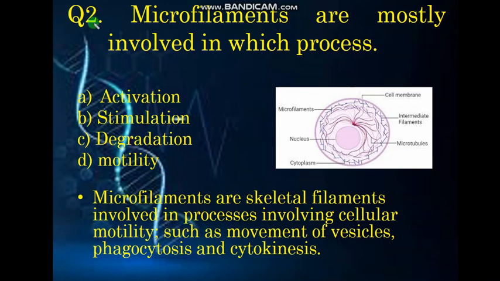Question number 2. Microfilaments are mostly involved in which process? Option A, activation. Option B, stimulation. Option C, degradation. Option D, motility. And here the correct answer is motility. It is involved in movement, cellular motility or cellular movements such as movements of vesicles, phagocytosis and cytokinesis.